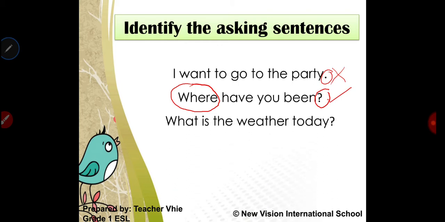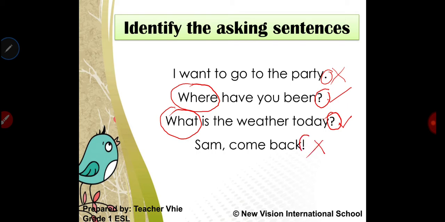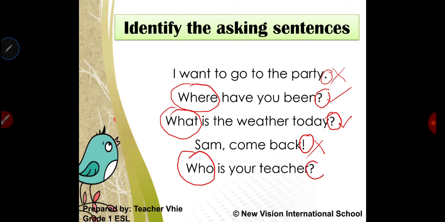What about number 3? What is the weather today? Is this an asking sentence or an interrogative sentence? Yes, because it asks the question what and it ends with a question mark. Number 4, Sam, come back. Is this an asking sentence? No, because it ends with an exclamation point. Good job. Now next, who is your teacher? Do you know who your teacher is? Yes, so is this an asking sentence? Great, because it starts with a WH question, which is who, and ends with a question mark. Good job, 1A.